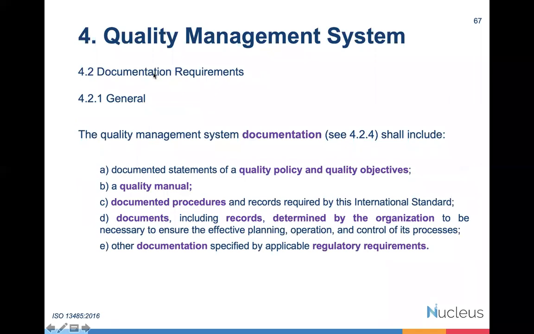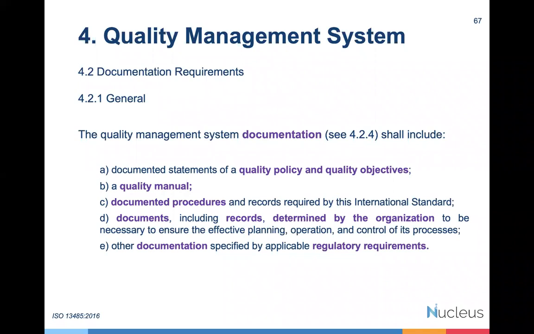Then we must have some documents. What are the documents? You highlighted them initially, right? There are 4 levels of documents you maintain in your company. Some organizations maintain 5 levels of documents. So these are those documents. We must have a quality policy and quality objectives. We must have a quality manual. There are a lot of documented procedures and documented records required by 13485.